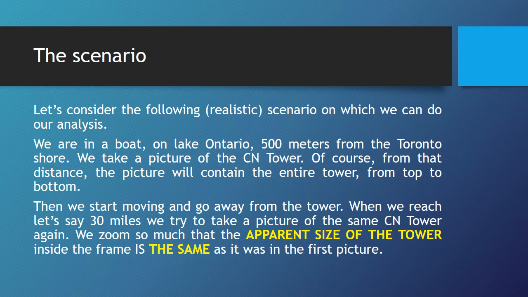Then we start moving and go away from the tower. When we reach, let's say, 30 miles, we try to take a picture of the same CN Tower again. We zoom so much that the apparent size of the tower inside the frame is the same as it was in the first picture.